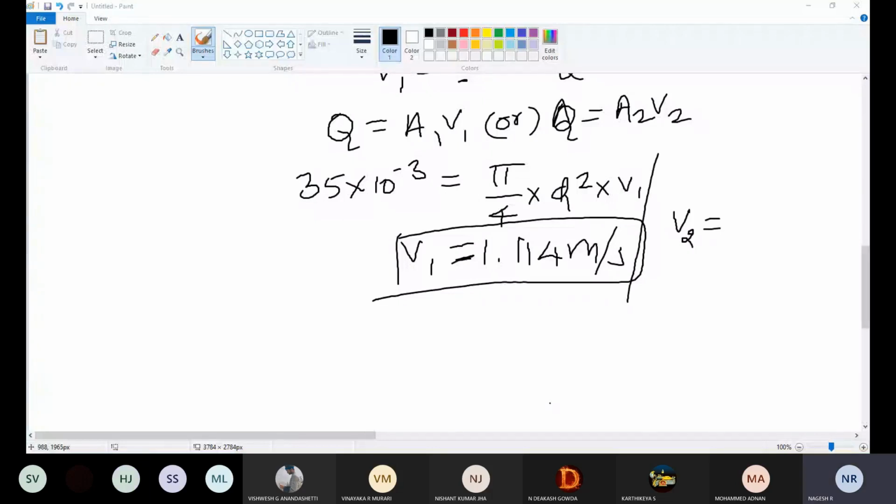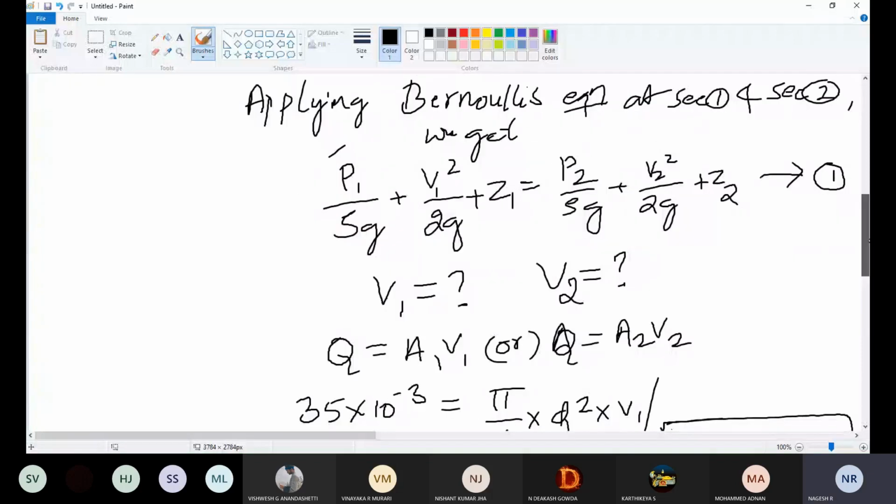4.457 meter per second. So then to solve P2, we got all the answers, right?